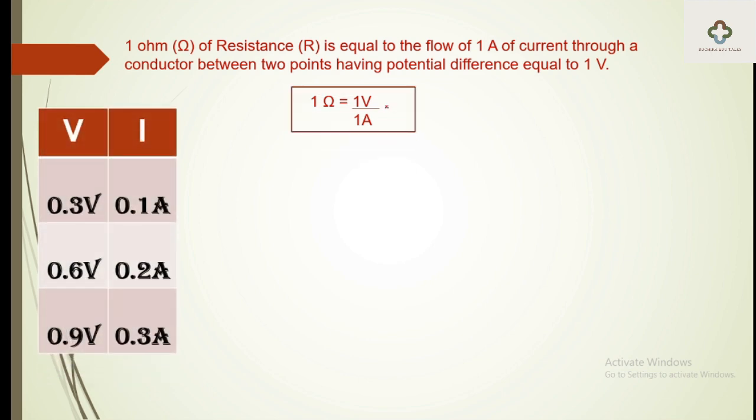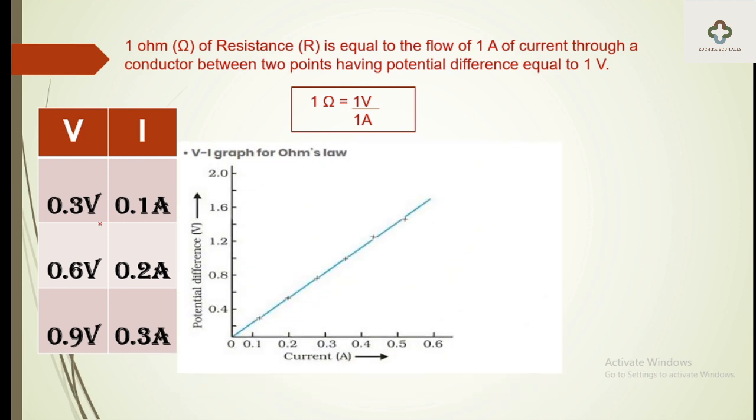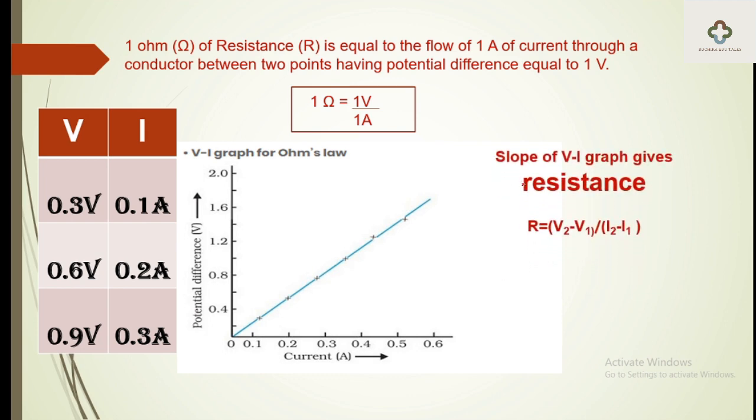Now if I want to draw the graph of V versus I, I'm taking this example. When V is equal to 0.3 volt, I will come out to be 0.1 amperes. Using this table, I've drawn this VI graph. In a VI graph, V is on the y-axis and current is on the x-axis. You can see this graph is linear. Through the VI graph, we can find out the value of resistance by finding the slope. The slope of the VI graph gives resistance.